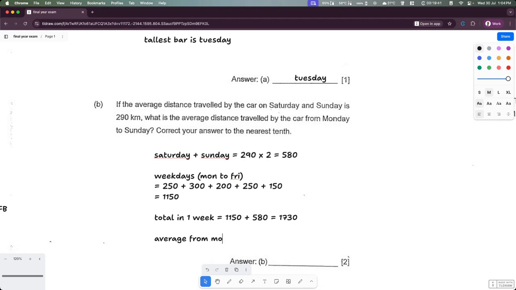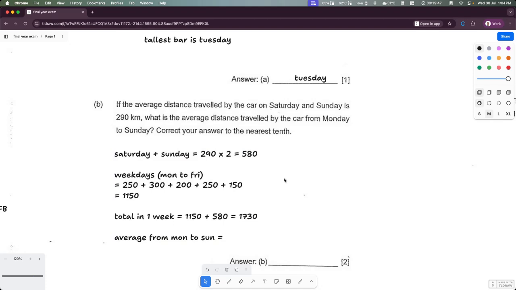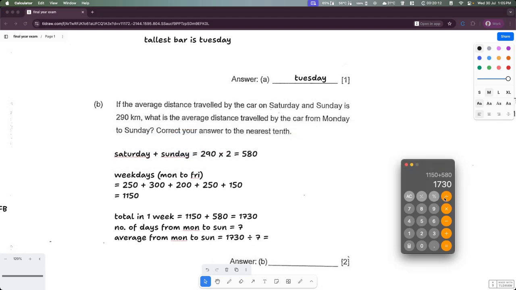The average from Monday to Sunday is equal to the total divided by the number of days. Basically we have 7 days, so the number of days from Monday to Sunday is equal to 7. So 1730 divided by 7. Let's use the calculator. This division is usually very hard for me. And this will give us 247.142.